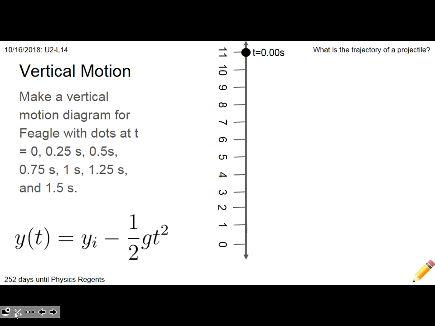So the next dot, let's plug in 1 second. Let's do that one. So 11 minus 0.5 times 9.81 times 1 squared. That means when t equals 1, it's located at 6. Oh, no, over here, I'm sorry, at 6.